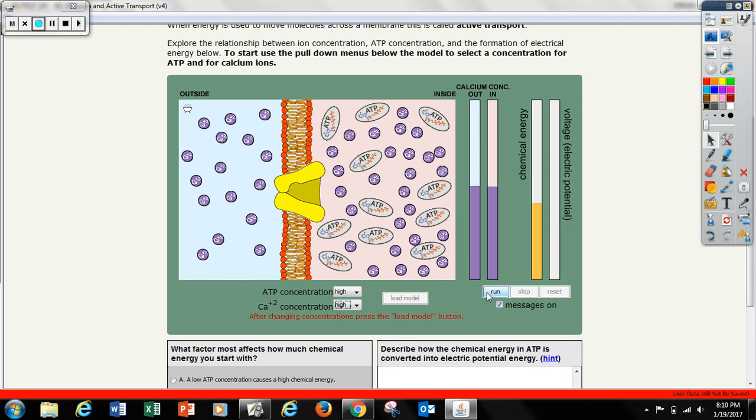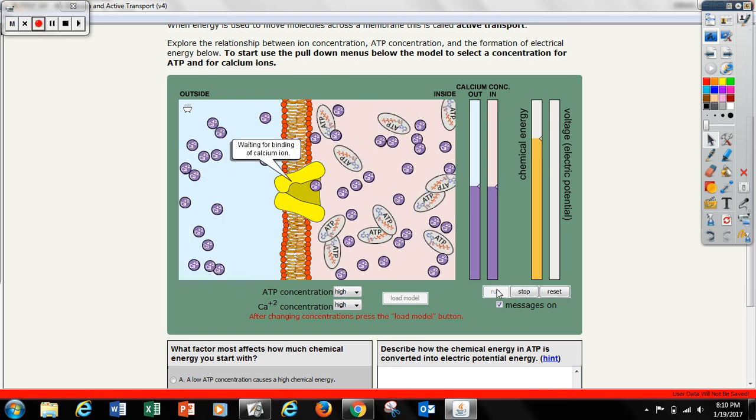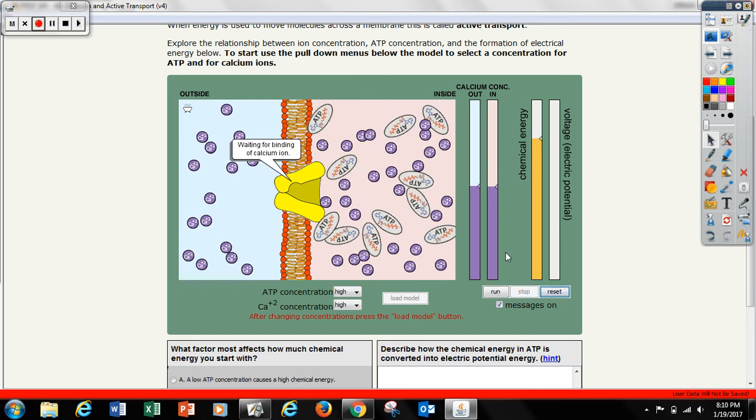So let's take a look at this. And again, I'm going to stop it at times. So here, just quickly, we have an equal concentration of calcium inside as outside the cell. We've got a lot of ATP, so a lot of chemical potential energy here. This is the protein channel. We've got a binding site.